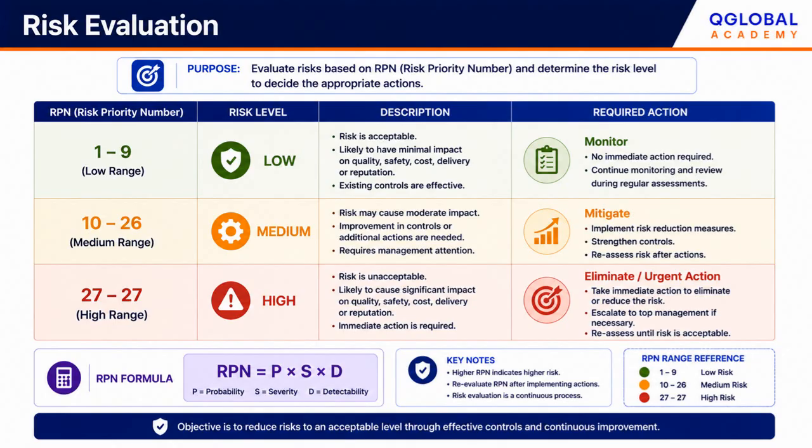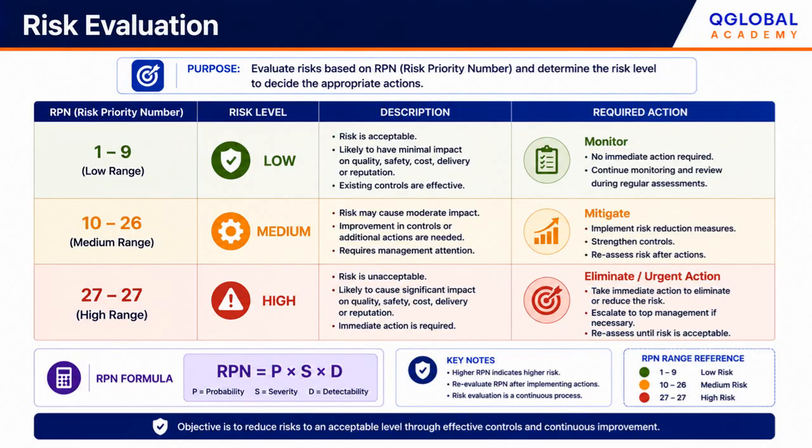After improvements, the risk should be reassessed to confirm that it has been reduced. Finally, high risk has an RPN of 27 in this 3x3 rating system. These risks are unacceptable because they can have a significant impact on quality, safety, delivery, cost, or reputation. Immediate action is required to eliminate or reduce the risk. If necessary, the issue should be escalated to top management.